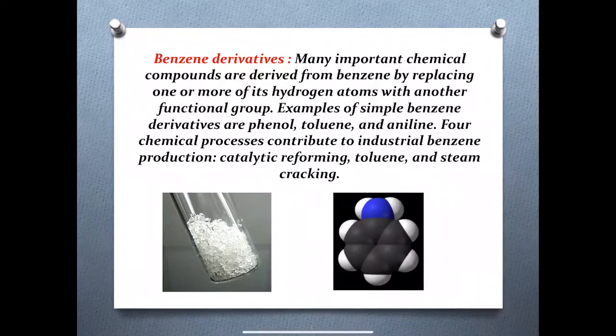Benzene derivatives. Many important chemical compounds are derived from benzene by replacing one or more of its hydrogen atoms with another functional group. Examples of simple benzene derivatives are phenol, toluene, and aniline. Four chemical processes contribute to industrial benzene production: catalytic reforming, toluene hydrodealkylation, toluene disproportionation, and steam cracking.